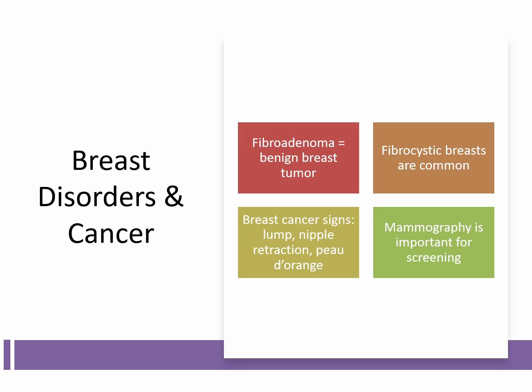Signs of advanced breast cancer, so this is something that you guys should know, is nipple retraction, distorted breast shape, enlarged lymph nodes, and skin thickening. Important imaging and clinical clue, peau d'orange or orange peel skin appearance.